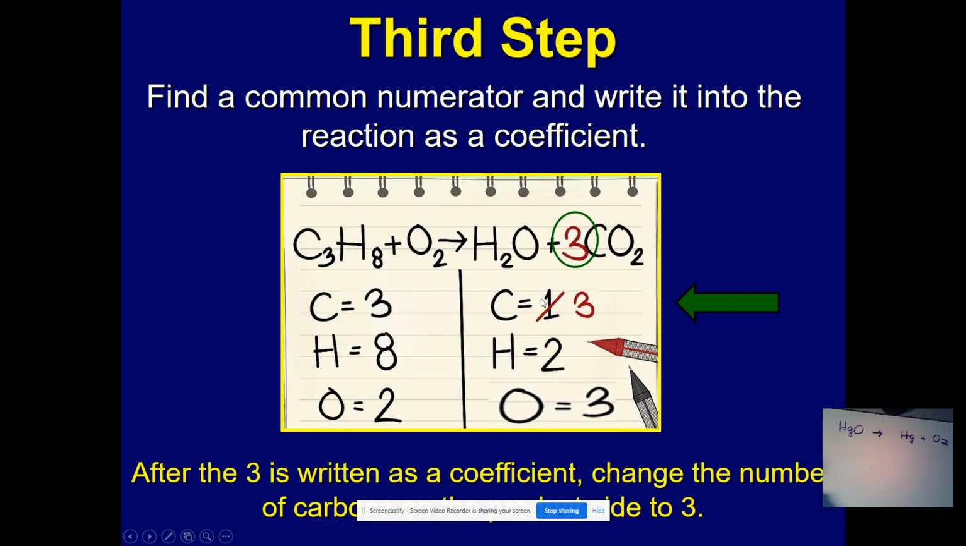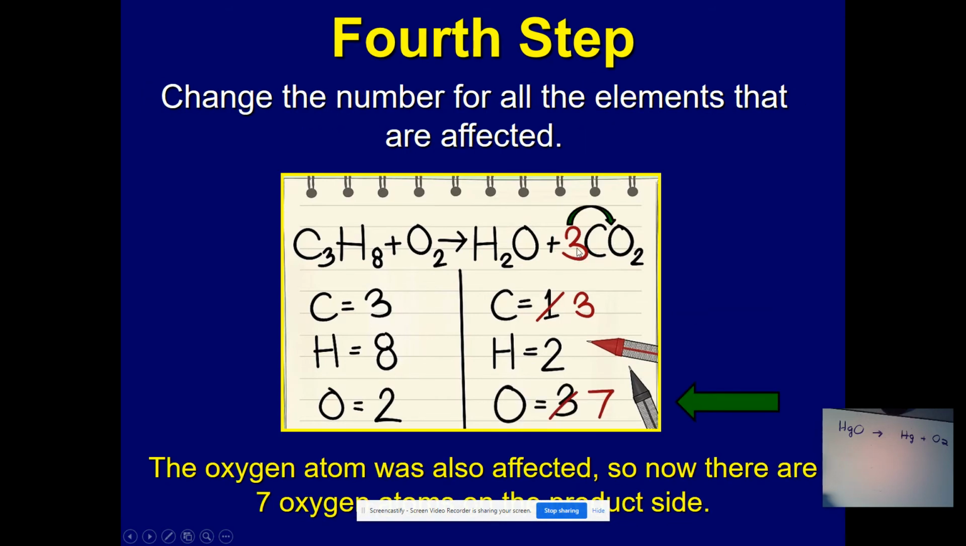Our carbons are equal. But that 3 didn't just affect that carbon, it also affected the oxygen. So our next step is we have to change whatever elements we affected by our coefficient. So we already have the 3, but now we've got to change the oxygen. So we've got 3 times 2 is 6. We still have that oxygen there, so we've got to add that 1 for a total of 7.